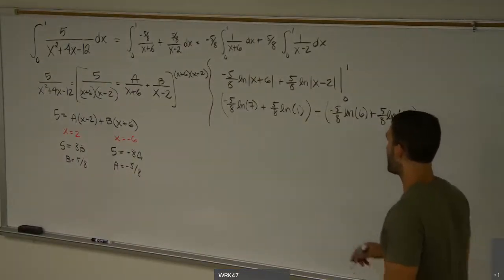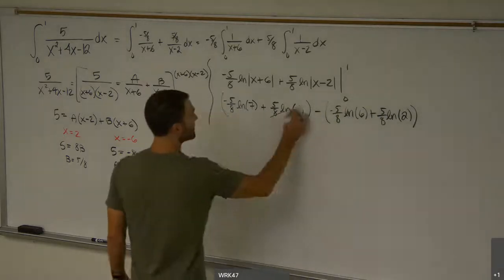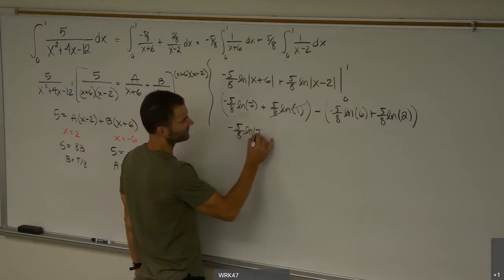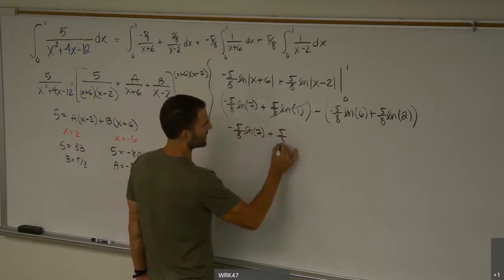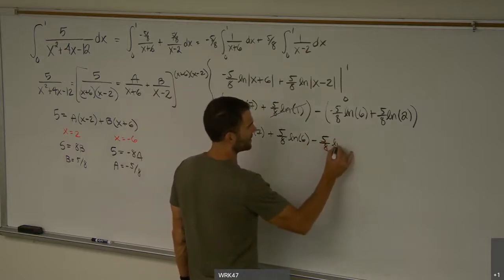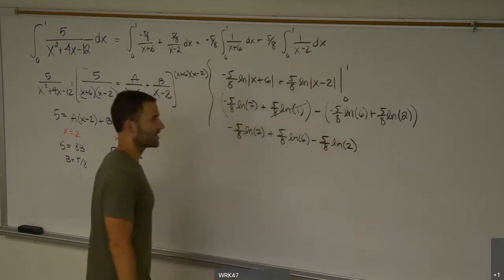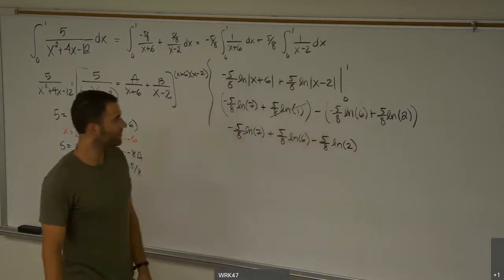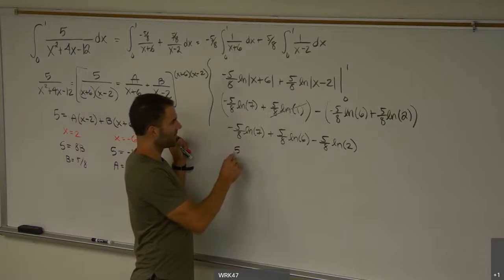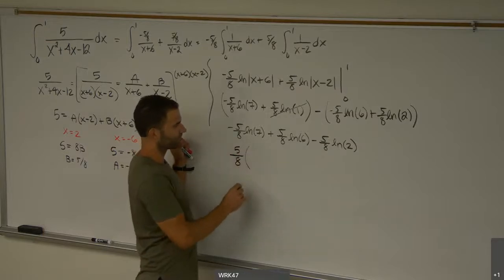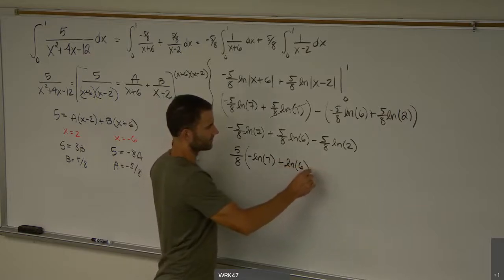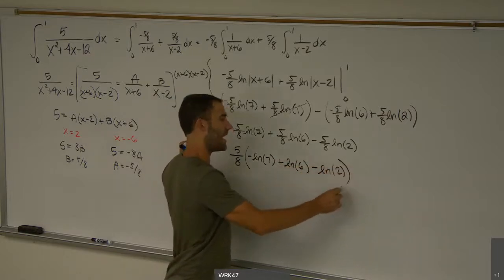Now at this point, right, we can distribute the minus sign. Ln of 1 is 0, so that term's actually gone. We can get negative 5/8 ln of 7 plus 5/8 ln of 6 minus 5/8 ln of 2. Right, distributing the minus sign, that's where the plus and minus come from. And if you're really fancy and want to write this as a single number, you notice they of course all have a 5/8 in common. So we can write that.